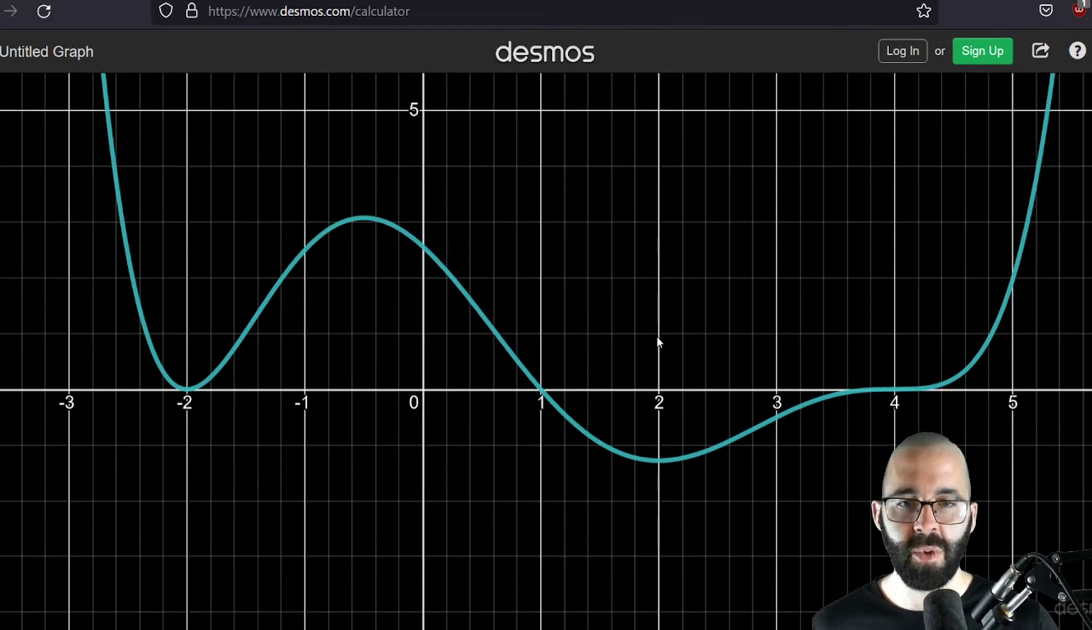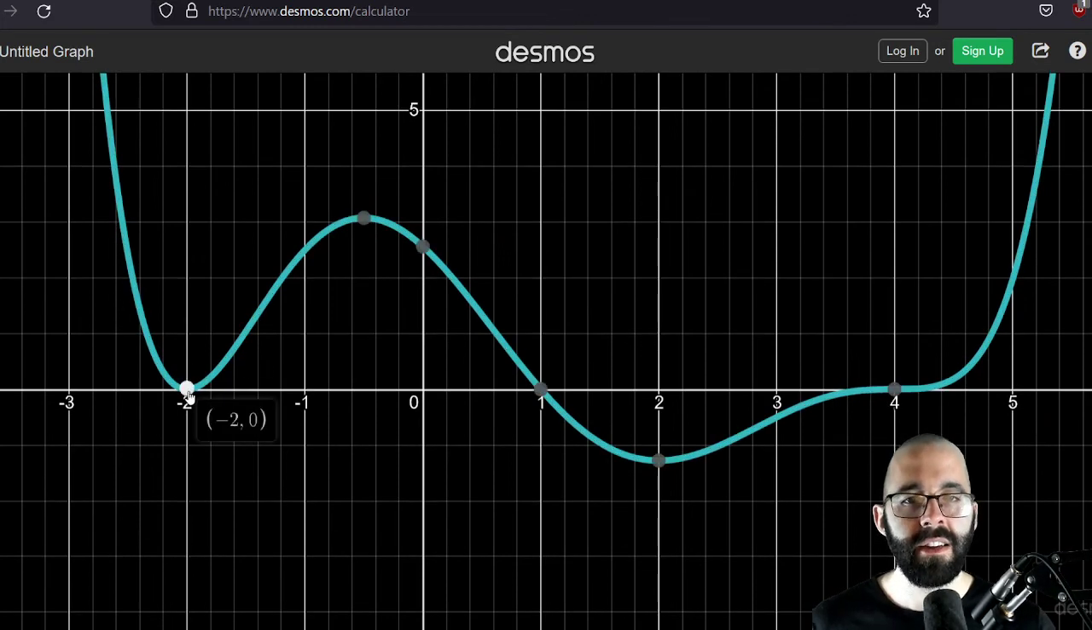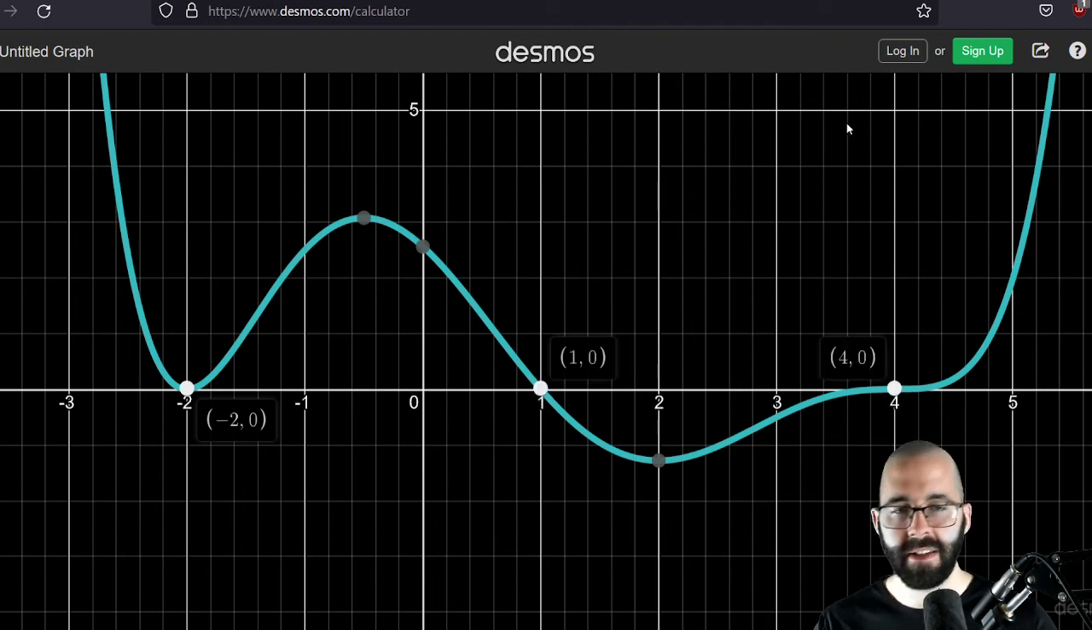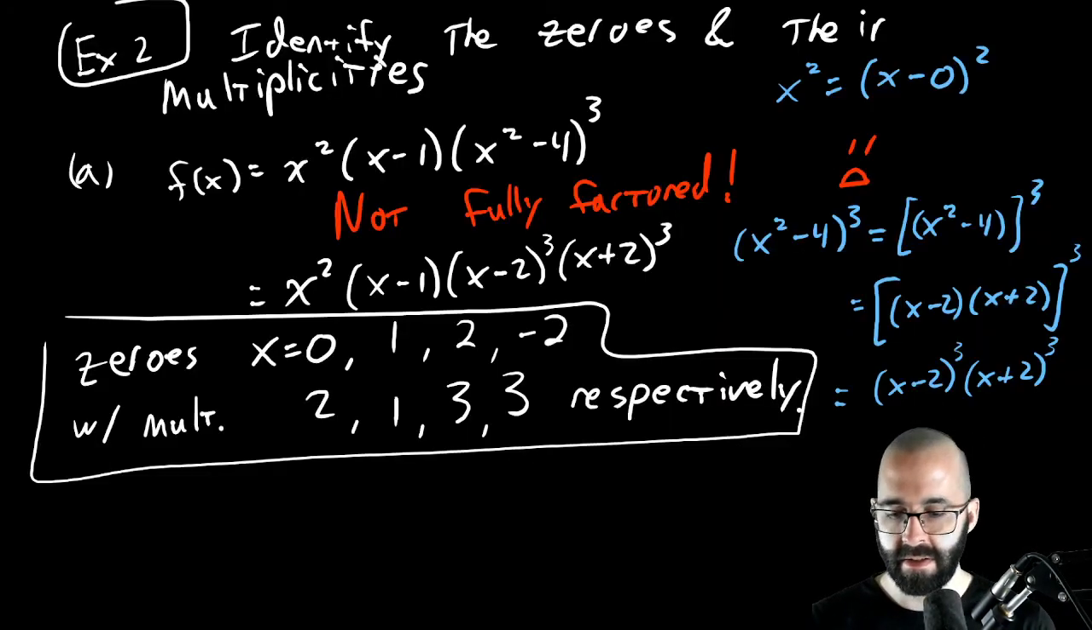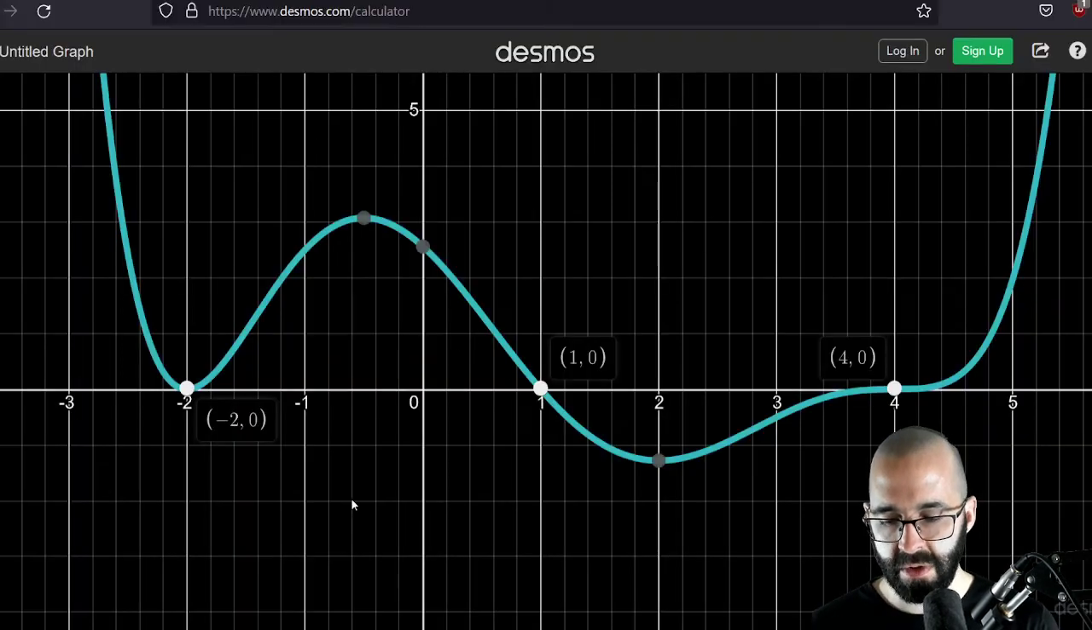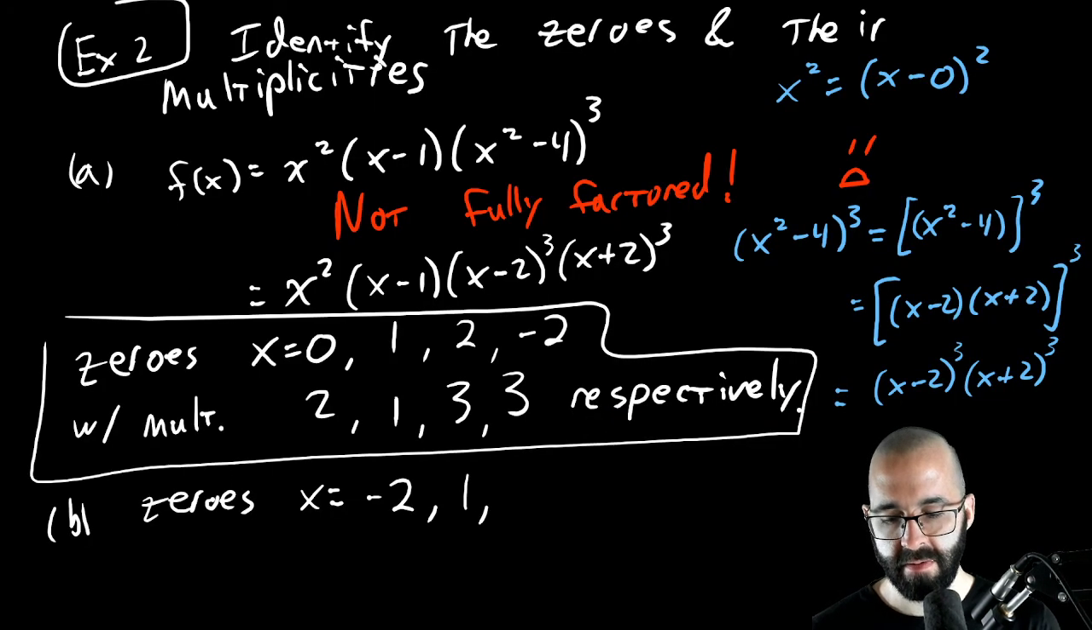Looking at this function, where are the zeros? The zeros are the x-intercepts. There's a 0 here, a 0 here, and a 0 here. So let's write that down. For part B, it's going to be the zeros are x equals -2, +1, and +4.